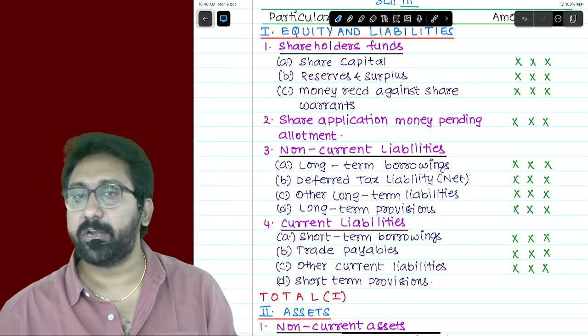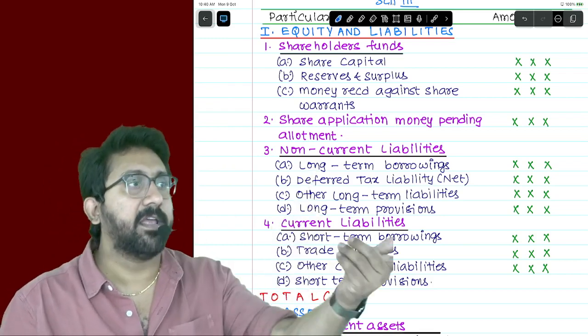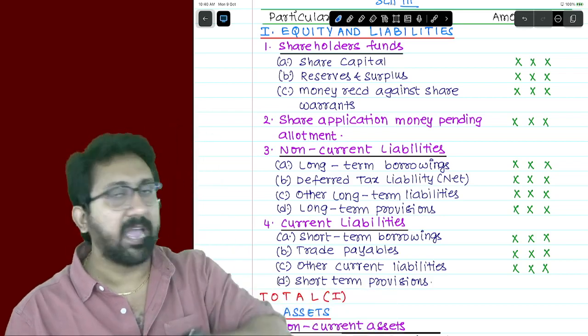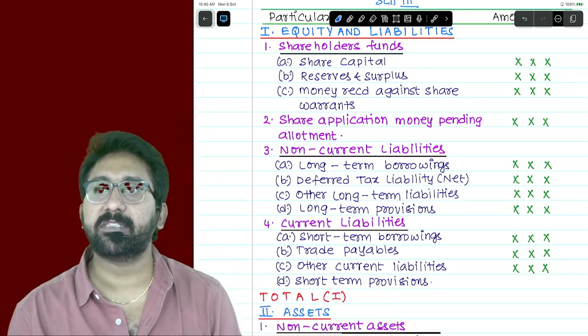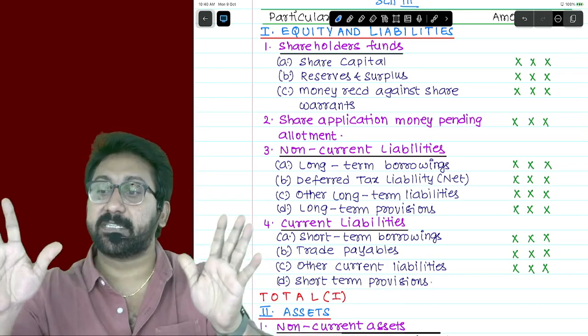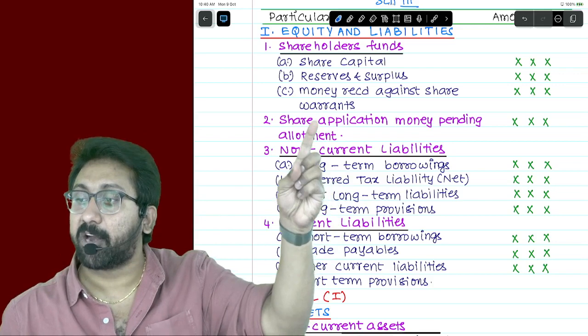That's why they show it under share application money pending allotment. It's not a share. It becomes a share in future, but it hasn't become one yet. I will refund it back. Hello, listening? Yes, if the public issue is successful, share application money pending allotment becomes shareholders fund.